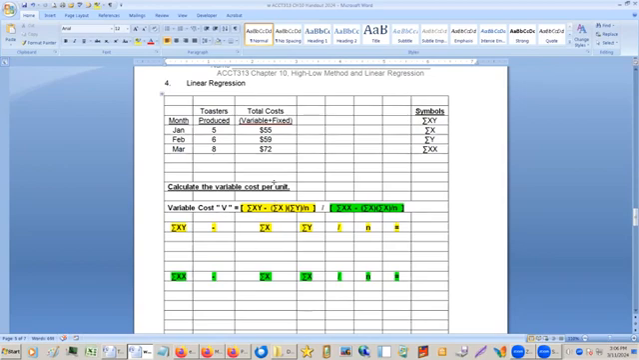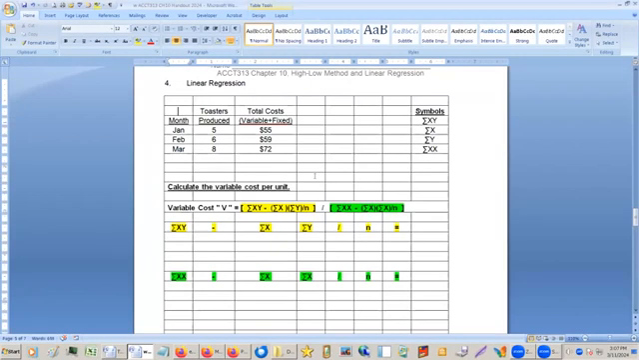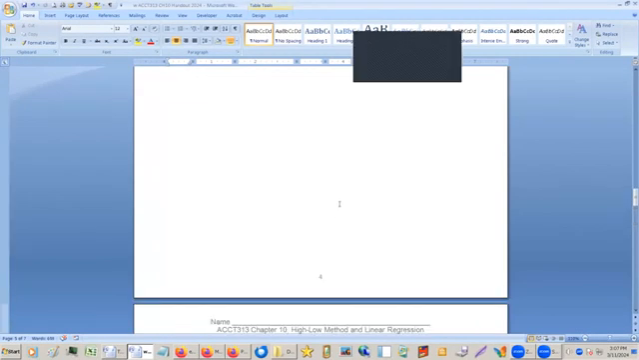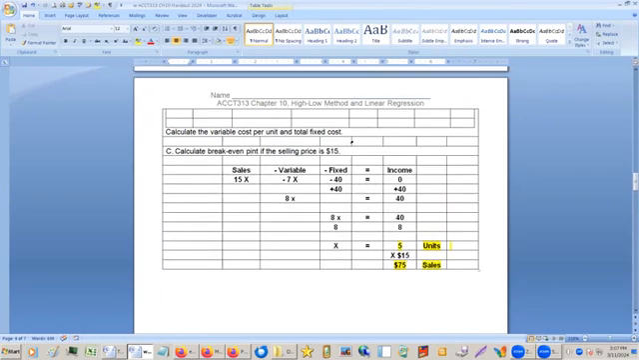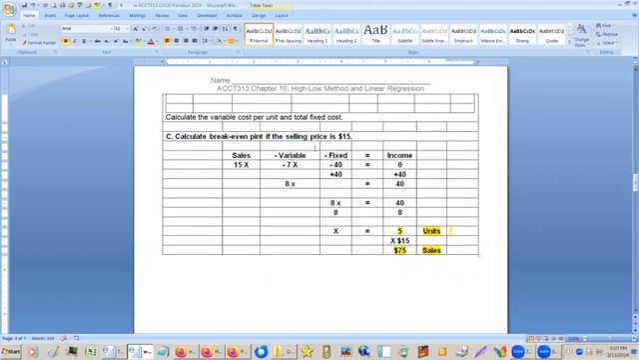Professor, before you explain 4, on number 3 homework, I have one question, number C. I did it, but I was a little bit confused on number C, the break-even homework problem. So this is C, right? Yeah. Okay. On this one, now you have to get the selling price.